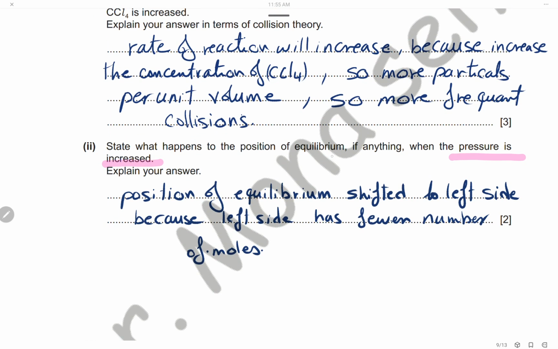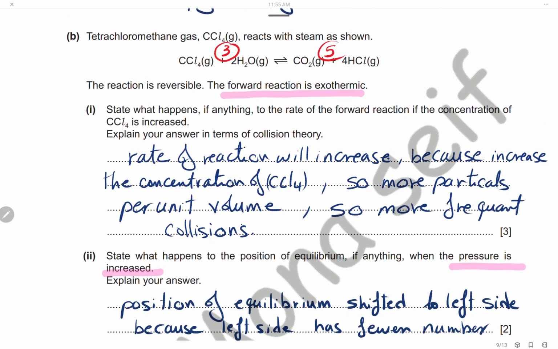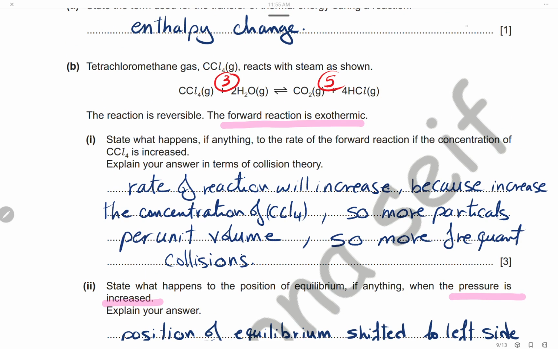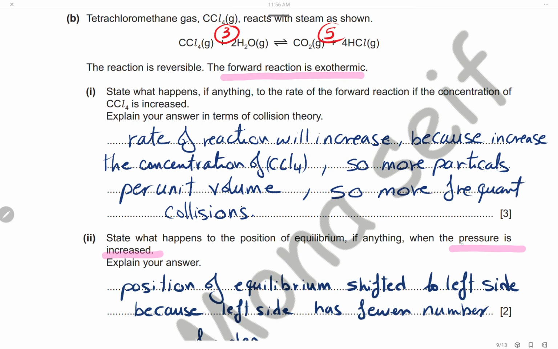State what happens to the position of equilibrium, if anything, when the pressure is increased. Because the question is about the pressure, first we will calculate the number of moles on each side. Here on the left side we have 3 moles, and on the right side we have 5 moles. So by increasing the pressure, the equilibrium will be shifted toward the side with fewer moles, which is the left side. Increasing the pressure, the position of equilibrium shifts toward the left because it has fewer moles.